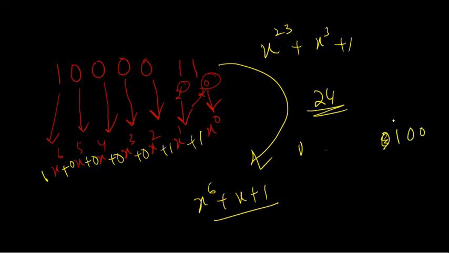Then we will have x squared, x power 1, and then 1. Over here in between, how many zeros will we have? Total 24. This is 1, 2, 3, 4, 5. So 19 zeros in between. So this is the polynomial representation. The degree of the polynomial is 1 less than the number of bits in the pattern. So if we have 7 bits, the degree of the polynomial will be x power 6.